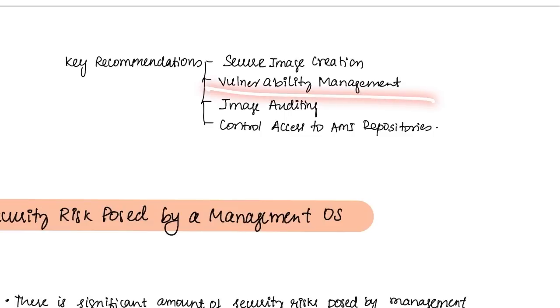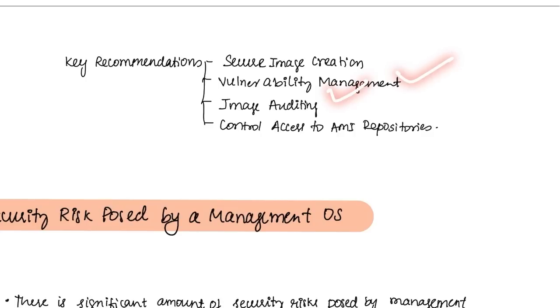Then we have vulnerability management, that is regular updates and patching of AMIs will make sure that the critical security vulnerabilities are dealt with. So proper vulnerability audits or AMI checking should be done regularly. Thereby you can avoid the vulnerability cases.